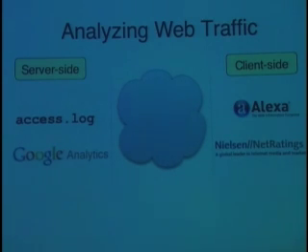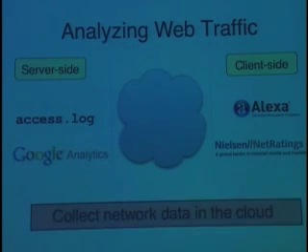But there's sort of a third way to analyze web traffic, which is what we're doing. We're really looking for information in this cloud area in between the server and the client, the data that's actually in the network itself. In particular, we're looking at network data in DNS caches to try to make these estimates about web traffic.